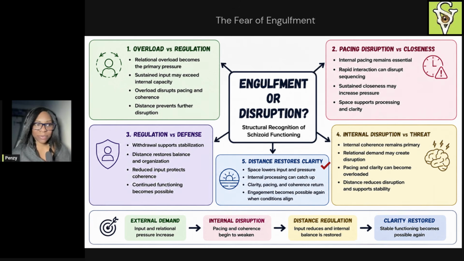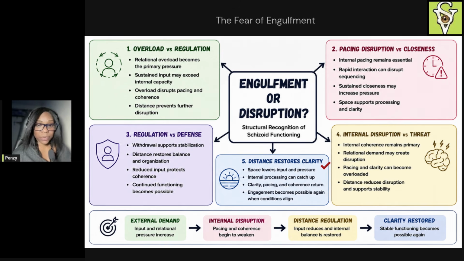What's important about understanding the role of distance is that distance is not necessarily about social rejection. In some cases, it may be linked to it. However, it may also support our restoration, our regulation, and our clarity. At the bottom, we see the strip: external demand, internal disruption, and distance regulation, clarity restored. That's quite self-explanatory, and really it's just making the point that rather than fear of engulfment, there's a need to reduce external demand. And so withdrawing in relationships or withdrawing socially can be linked to lowering external demand, because external demand can cause internal disruption to our functioning. And so through distance, we can regain clarity.